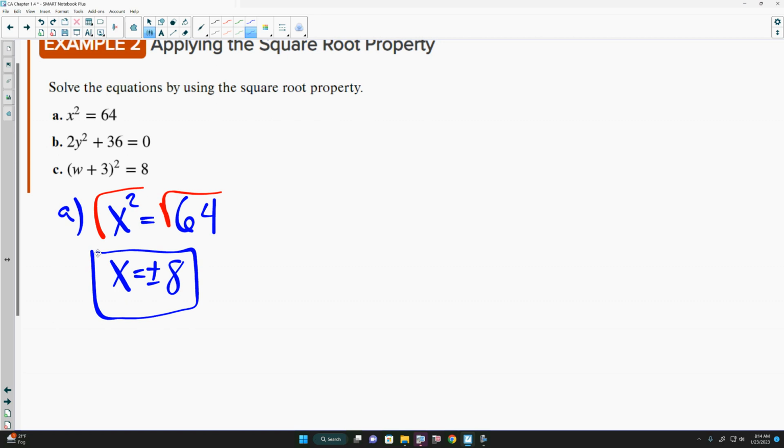Now the reason we add the plus or minus is because 8 times 8 is 64. We know that. We've done that years and years. But also negative 8 times negative 8. Negative times a negative is a positive. So 8 times 8 gives us 64. So we'll have the positive and negative. Anytime we take the square root of both sides, we have to add the plus or minus. Have to add it every single time. Questions on this here? All right, let's look at the next one.